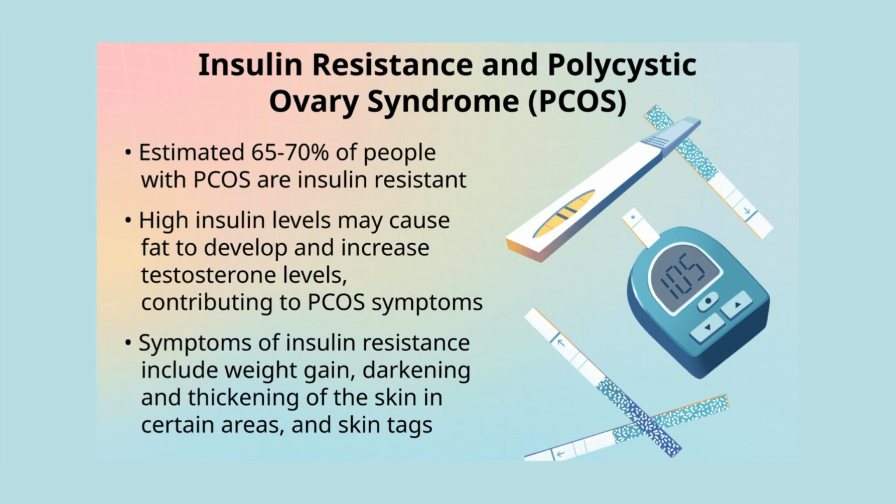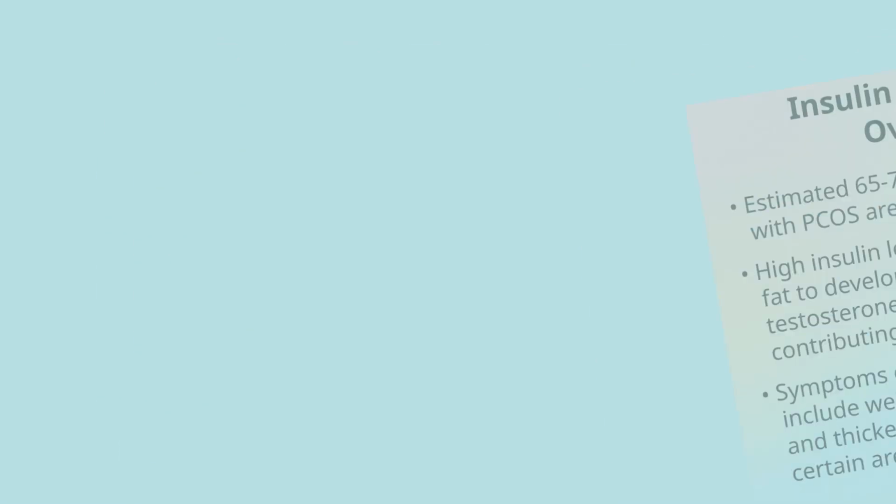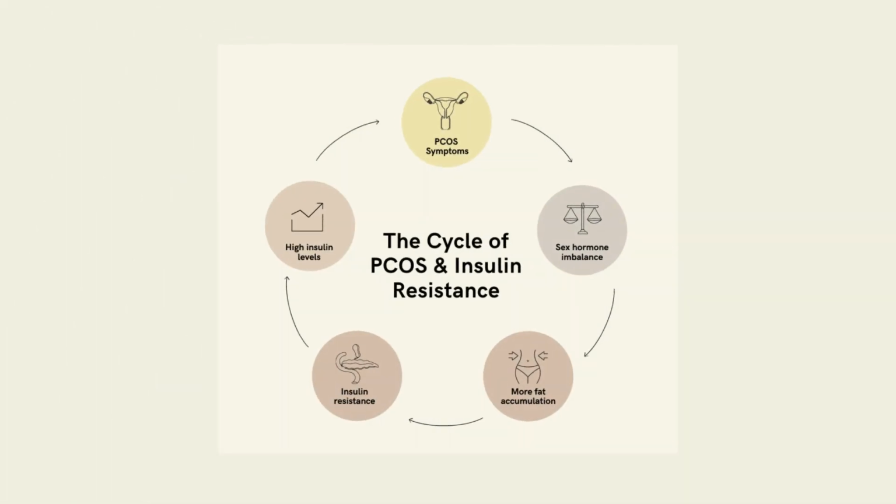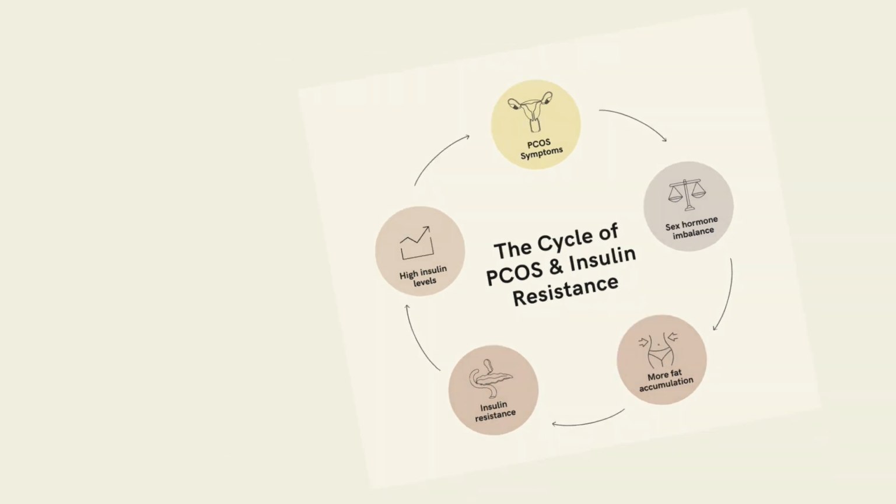7. Medical conditions. Certain medical conditions can predispose individuals to diabetes. For example, polycystic ovary syndrome, PCOS, is a hormonal disorder that can increase the risk of type 2 diabetes. PCOS often involves insulin resistance, which can lead to higher blood glucose levels and eventually diabetes. Other conditions, such as hypertension and high cholesterol, are often associated with an increased risk of diabetes. Managing these conditions effectively through lifestyle changes and medical treatment can help reduce the risk of developing diabetes.